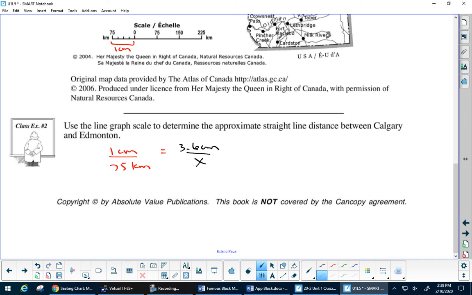Okay, so this one we're going to solve just like the 75 is coming up here. These two are trading. So x is going to equal 3.6 times 75. And you put that in, you get 270. And what would the units be? Kilometers.